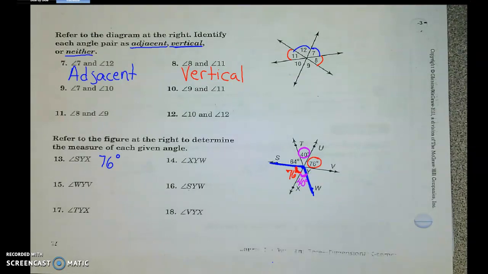So SYW, those add together. We need to add 76 plus 40 to be able to get our measure. And so when we add those together, 76 plus 40, that's going to give us 116. And so that angle measure is 116 degrees. You're going to go ahead and finish that up, finding how big each one of those angles measure.